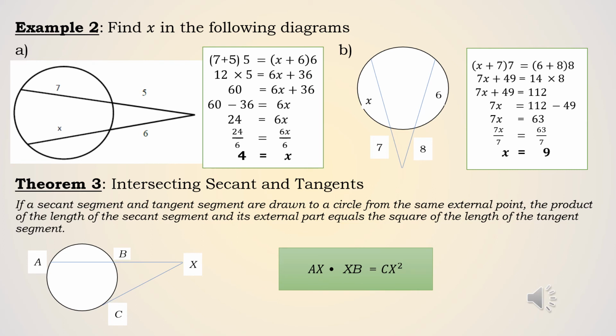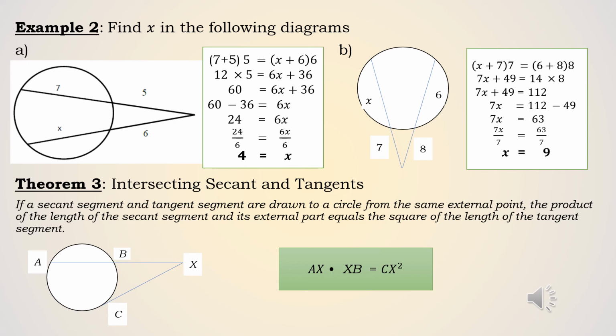Theorem 3 has an intersecting secant and a tangent. The secant rule, okay, let's go through the theorem first. Theorem 3 states that if a secant segment and a tangent segment are drawn to a circle from the same external point, the product of the length of the secant segment and its external part equals the square of the length of the tangent segment.